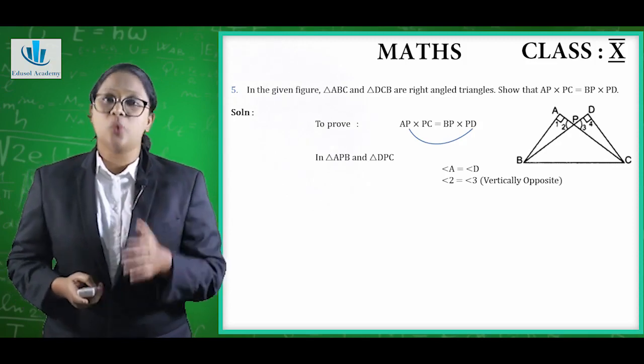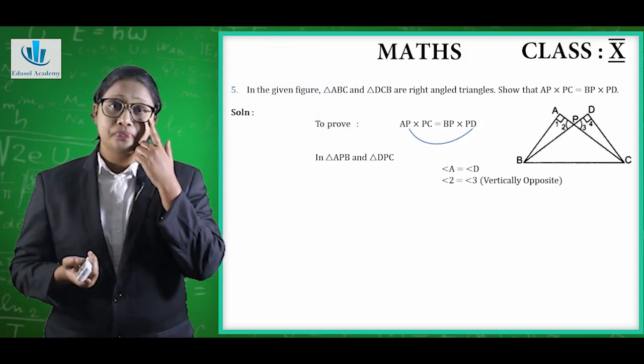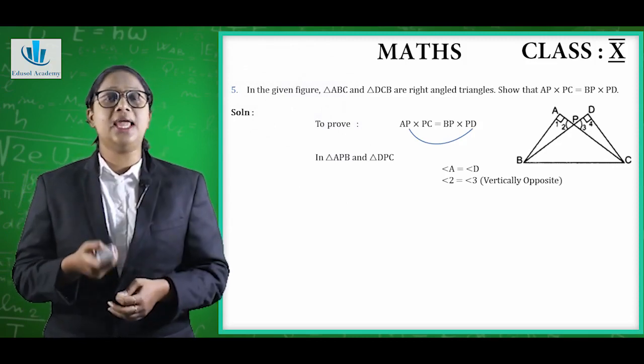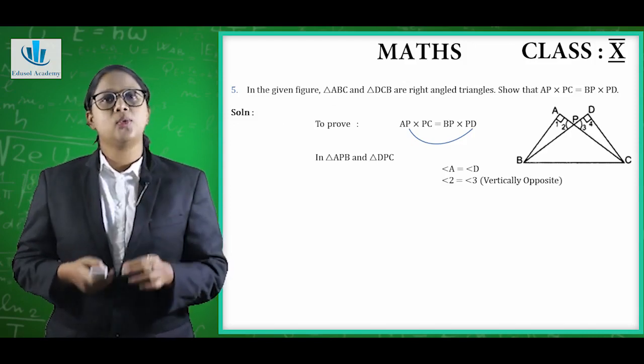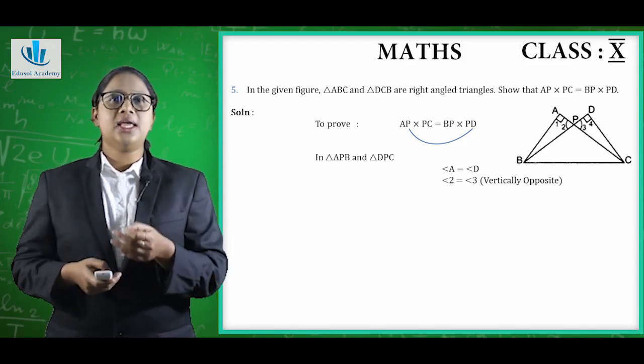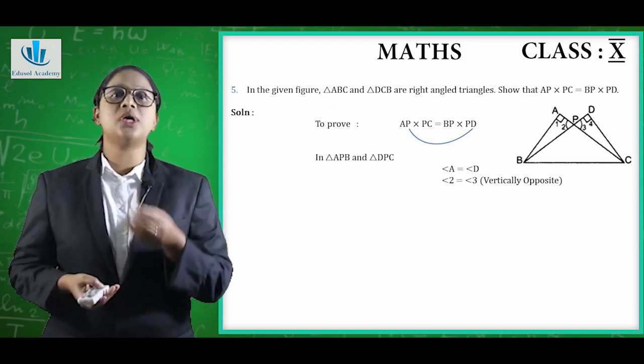Okay, this is what we have to prove. So we have to take the two triangles that they had given. I am taking triangle APB and triangle DPC. In those triangles, angle A is equal to angle D. They had given it directly that both of those are right angles.